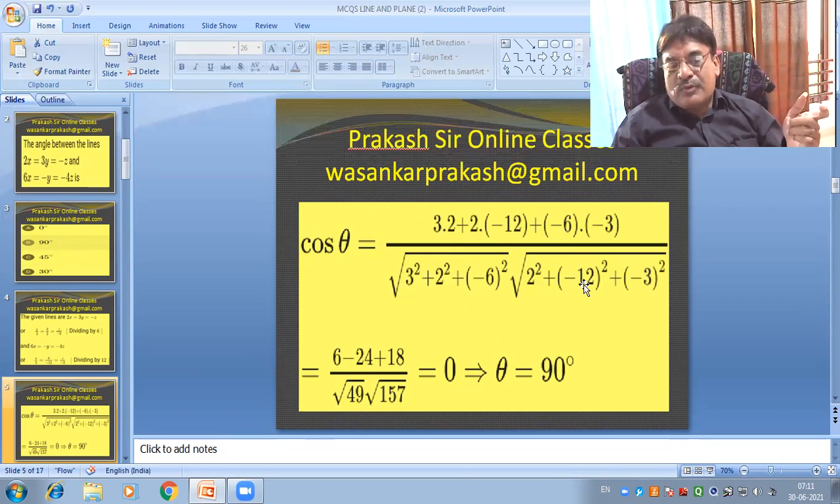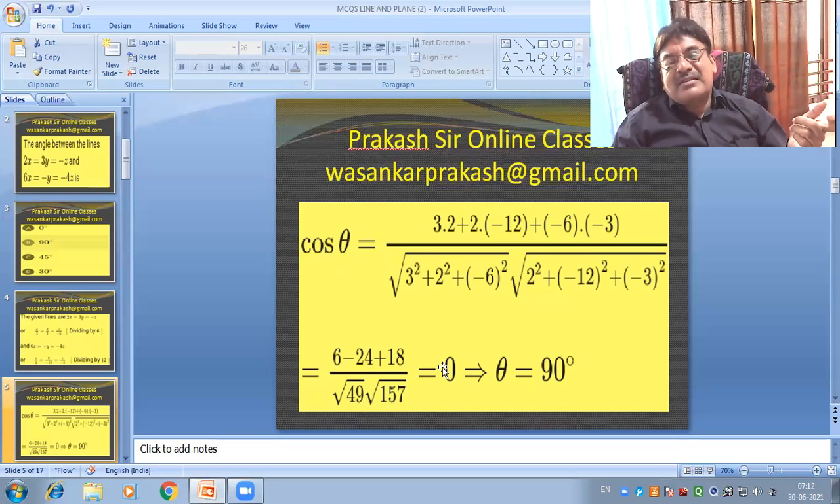2 square, that is 4, plus 144 plus here 9. So we get root 157. Then we add and subtract the numerator. 6 plus 18, that is 24. 24 minus 24, that is 0. That is, here in the numerator 0. 0 upon the denominator, so we get 0.